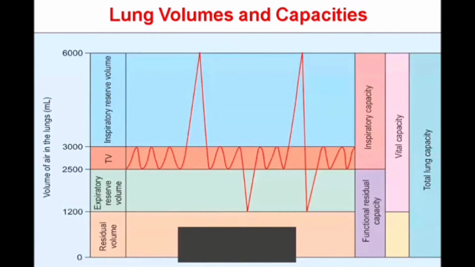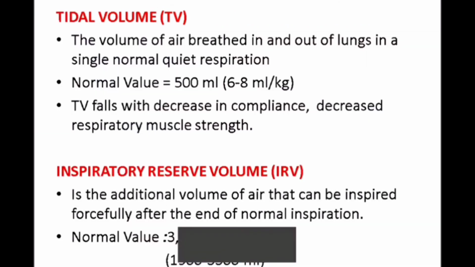What is tidal volume? Tidal volume is the volume of air breathed in and out of the lungs in a single normal quiet respiration. Like when you talk normally, when you do a thing normally, you're not bothered about that. So normal air, what is breathed in and out is the tidal volume, and it is not 500 ml fixed for everyone. We normally tell it as 500 ml. It can be 400 ml also. It can be 350 ml.